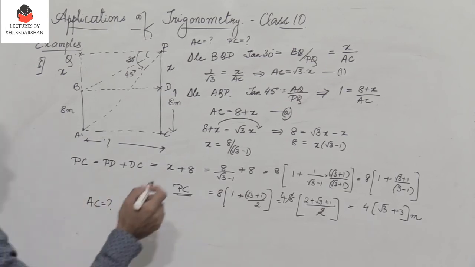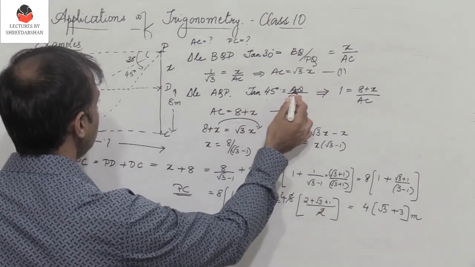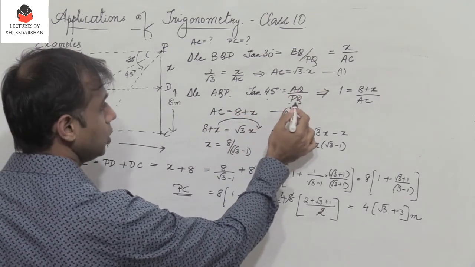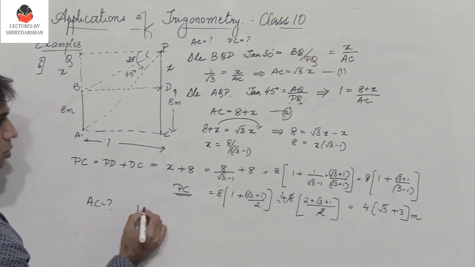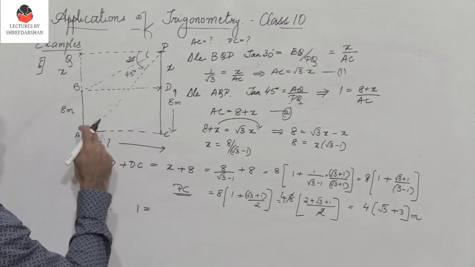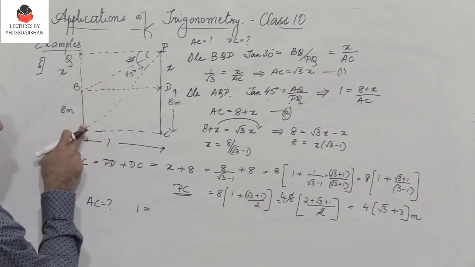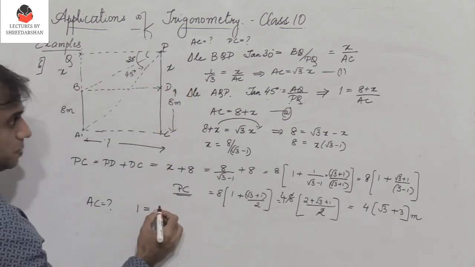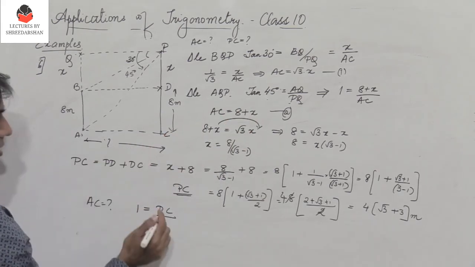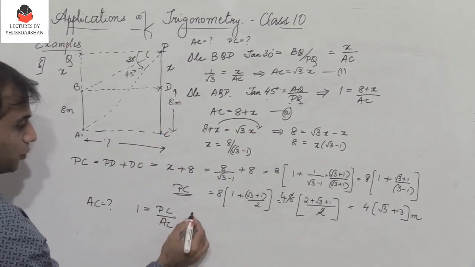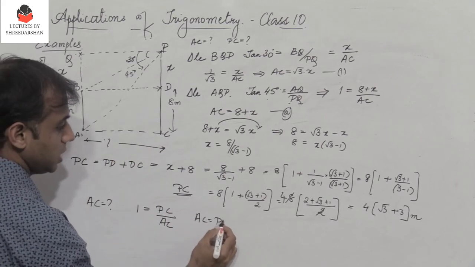So here, if we observe, tan 45 is nothing but AQ divided by PQ. So tan 45 is 1, which is AQ. What is AQ? AQ is the height of the multi-storied building, which is PC, divided by PQ, and PQ is nothing but AC. So therefore, AC equals PC.